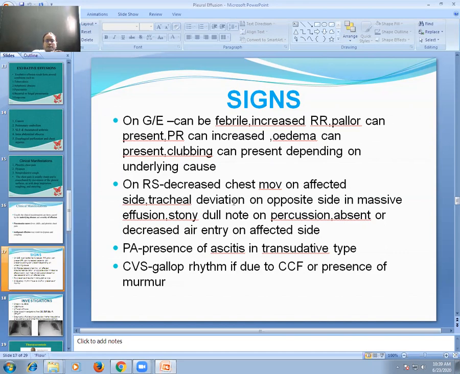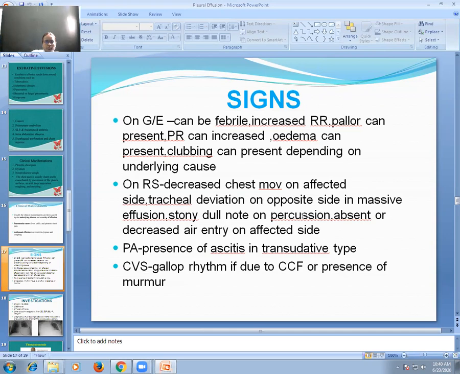All these points you have to learn in practical actually. In theory it is not possible to teach. So all these points are for practical, and we will discuss them in practical also later on. So, tracheal deviation to the opposite side in case of massive effusion.